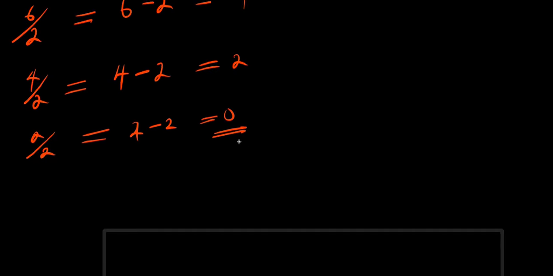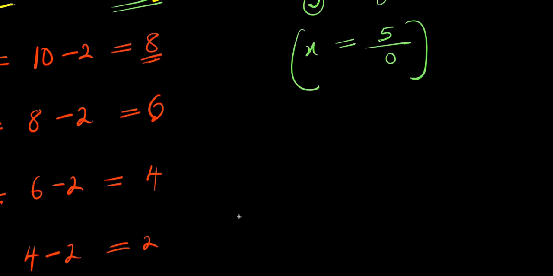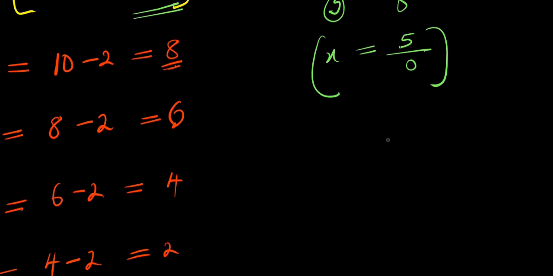Now, following this particular iteration here, you are going to apply the same thing right here. 5 divided by 0 is the same thing as having 5 minus 0, and this equals 5.